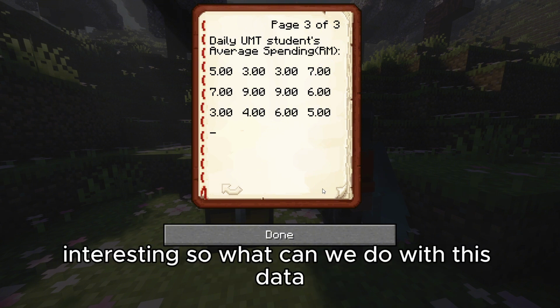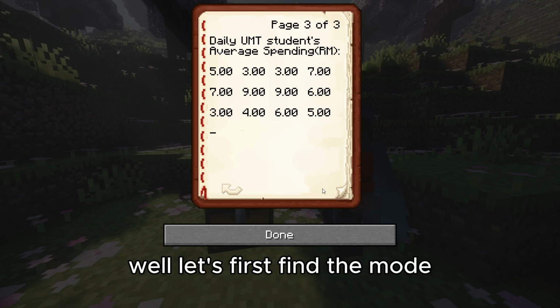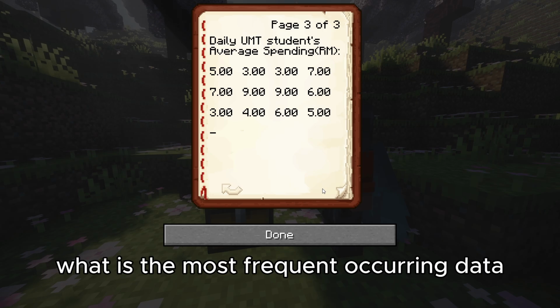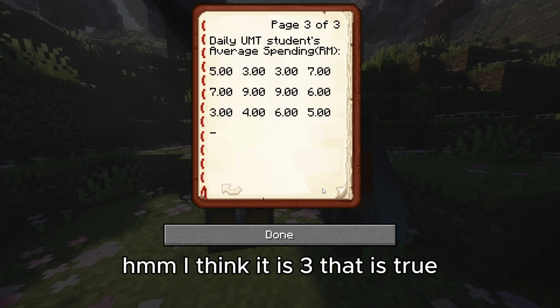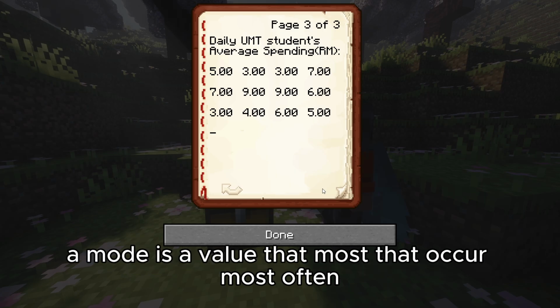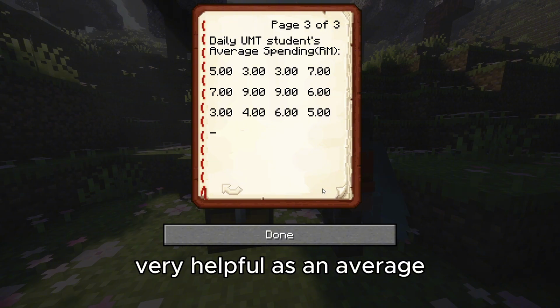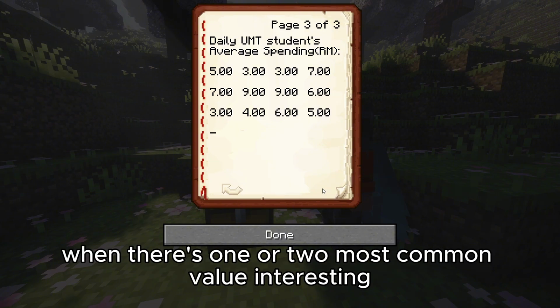Interesting. So, what can we do with this data? Well, let's first find the mode. Take a look at the data again. What is the most frequently occurring data? I think it is 3. That is true. A mode is a value that occurs most often, very helpful as an average when there are 1 or 2 most common values.